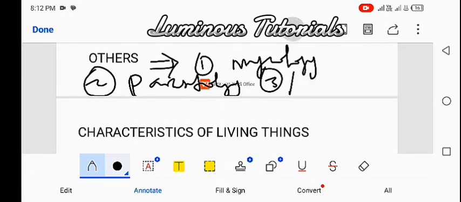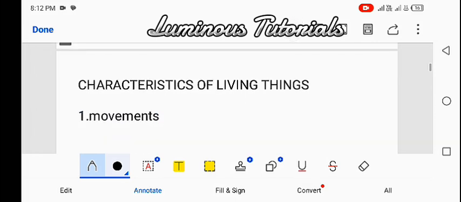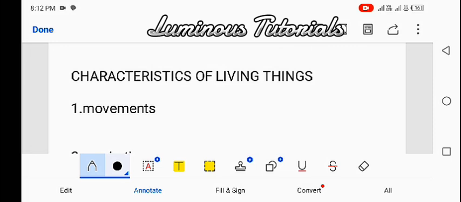Now we'll talk about the characteristics of living things. Yes, I'm going to be superficial, but I'm going to touch a lot of things while doing so. Am I communicating? The first thing you must know about living organisms is that they have the ability to move. So it's called movement or locomotion.